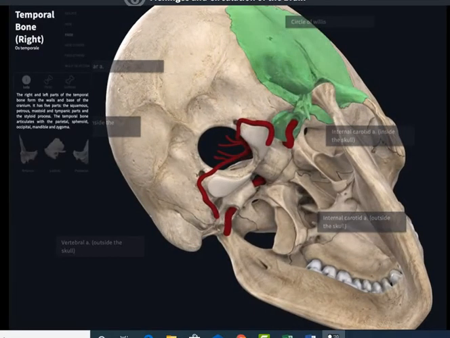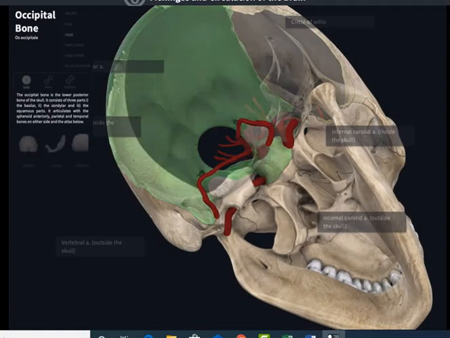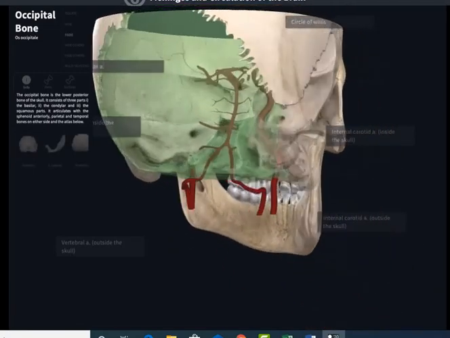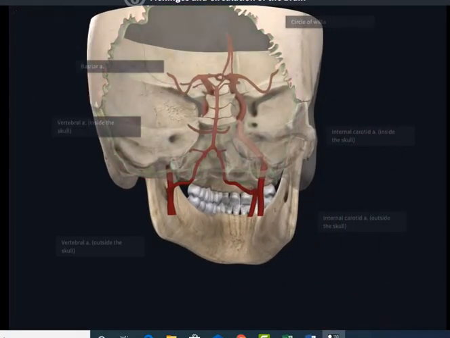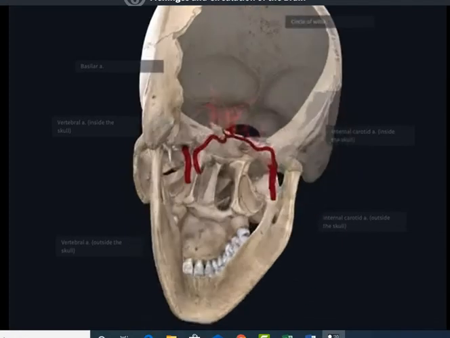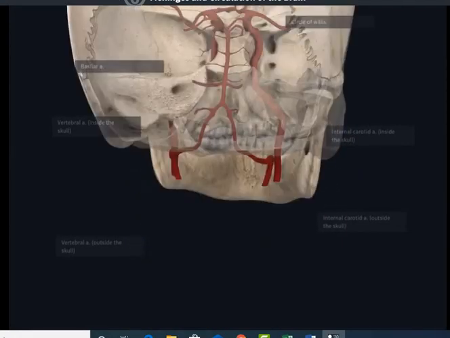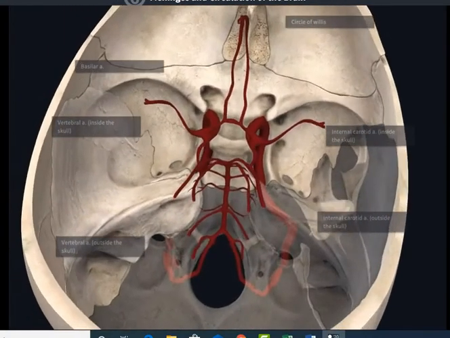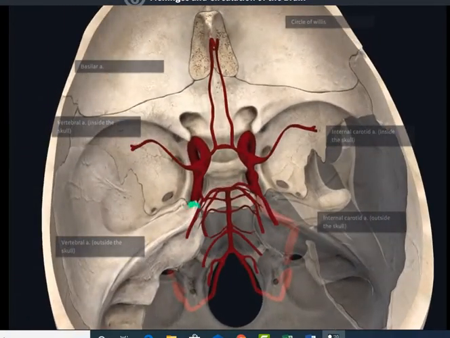If I were to fade the different bones here surrounding this region, we can see that the internal carotid artery actually turns medially within the bone. At the base of the skull, the internal carotid artery enters a space known as the carotid canal. This is going to be located within the temporal bone. At this point, it's going to course medially and horizontally and then ascend up into the skull just superior to the foramen lacerum.